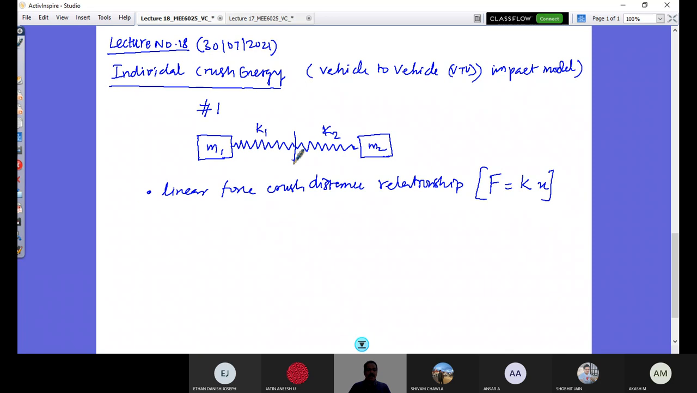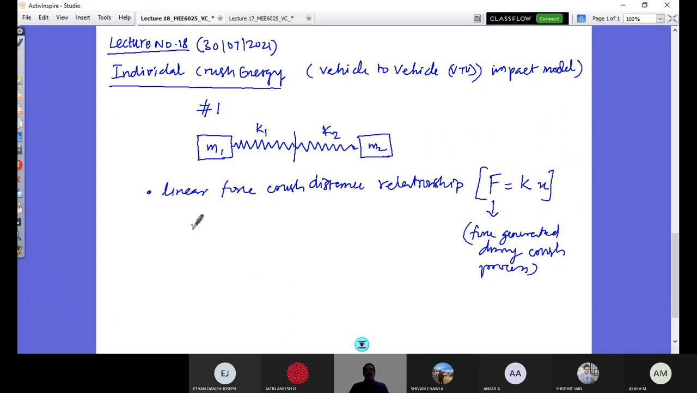During the collision event, you should also understand that in this expression X is the amount of deformation in the crash, K is the proportionality factor, the stiffness of the frontal structure of the vehicle, and F is the force generated during the crash process. That's what you should understand.